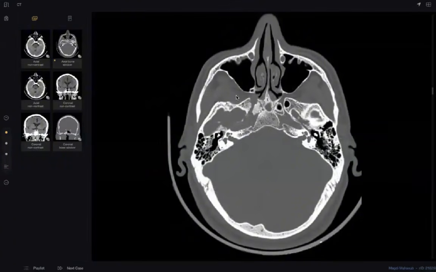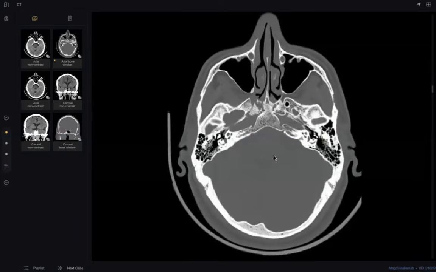So in the bone window, I can see that there is some erosion and widening of the foramen lacerum and carotid canal, and the sphenopalatine foramen is widened with erosion, and there is some widening of the pterygopalatine fossa on the right side with some erosions, and the lateral wall of the carotid canal is also eroded. Can I scroll, or is this a static image? Scroll.